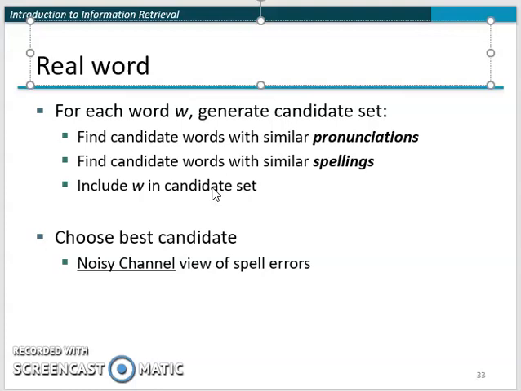But since we have no way of actually identifying an error, we are considering and assuming that every word could be an error or every word could be correct. So we need to include that original word in the candidate set as well. Once we have generated candidates for each word, the next task is to rank those candidates and choose the best candidates. For that, we can again use the noisy channel.